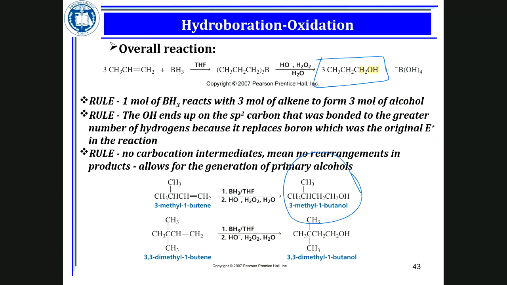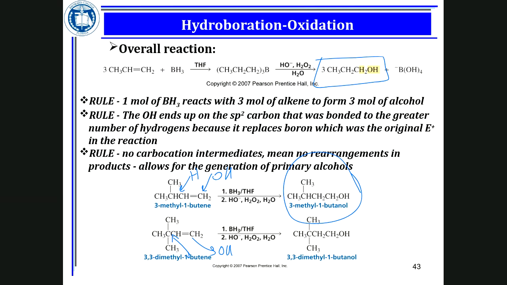Basically, you're adding H and OH. H will be added to the carbon with the least number of hydrogens, and OH will add to the carbon with the greater number of hydrogens. H is going to add to this carbon, and OH will add to the carbon with the greater number of hydrogens. This is known as the anti-Markovnikov addition.